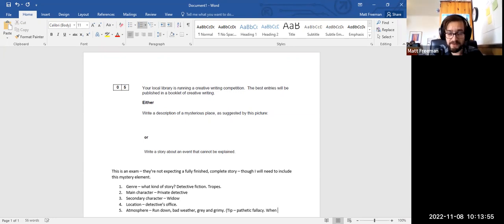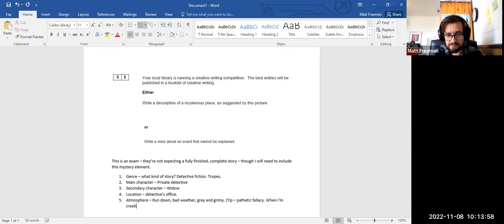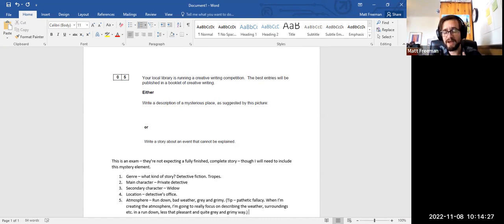When I'm creating the atmosphere, I'm going to really focus on describing the weather, surroundings, etc. in a run down, less than pleasant and quite grey and grimy way, okay? And what this will do is it will feed back into my story.